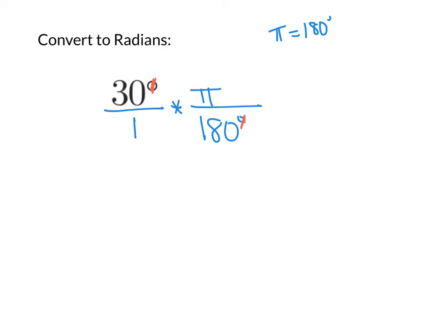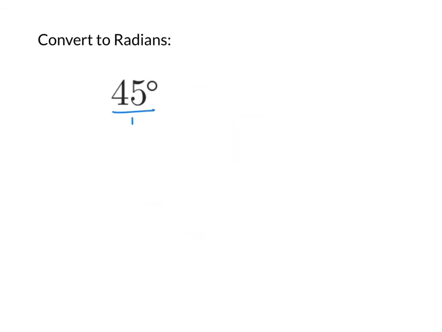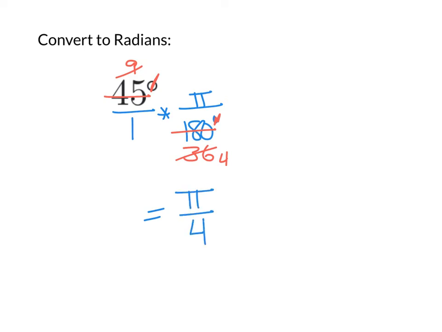And we can simplify this fraction a little bit more. We see that 30 goes into 180 6 times. So this will simplify to pi over 6 radians. If we have 45 degrees, put it over 1, multiply by pi over 180 degrees, and we simplify. The degrees are going to cancel. 5 goes in there 9 times. 5 goes in there 36 times. 9 goes into there 4 times. So this will all simplify to pi over 4.